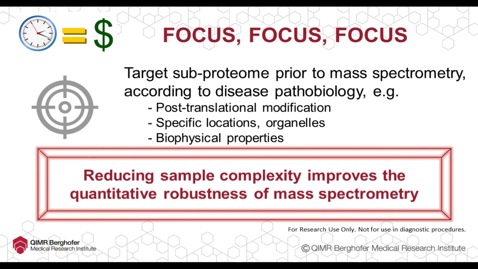Another example is particular subcellular organelles, subcellular locations. For example, quite popular now are extracellular vesicles, which are released from cells and package proteins to send to other parts of the body, and that could be used as an isolation method. So generally, a potential idea to reduce sample complexity that's relevant to the disease will help reduce the complexity going into the mass spec, and that would improve the quantitative robustness of your entire workflow.